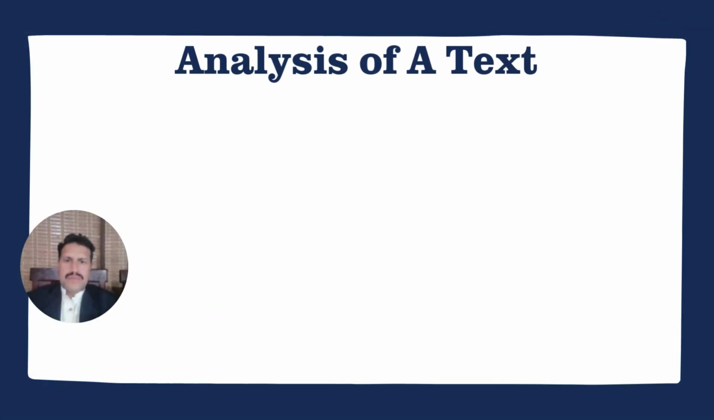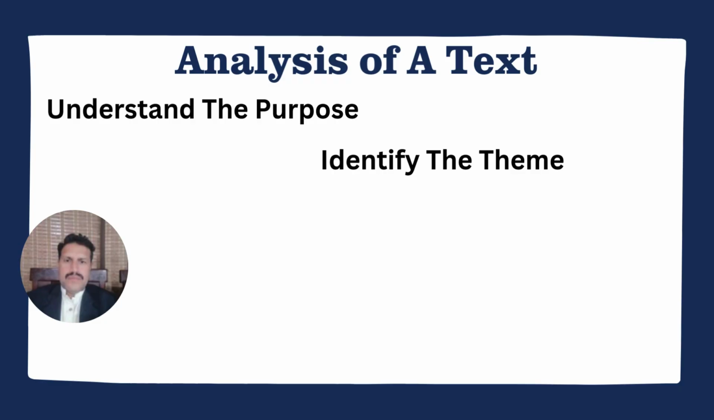As far as the analysis of the text is considered, the first thing is to understand the purpose of the text. That means, why has the writer written that text and what is the purpose behind it? And then there is to identify the theme. What is the theme or the main idea of the text? For example, we have the epic Paradise Lost. What is the idea of writing it? In Paradise Lost, we have the idea about the fall of man, how man had fallen from heaven to this earth.